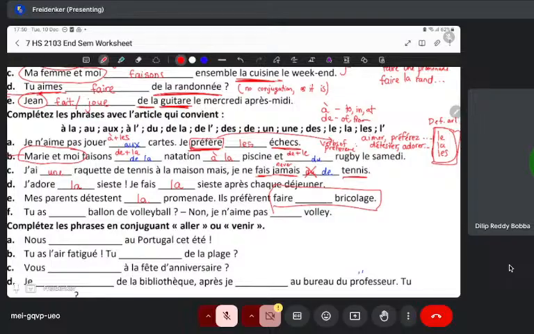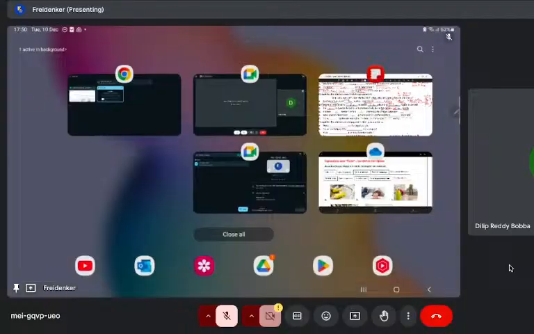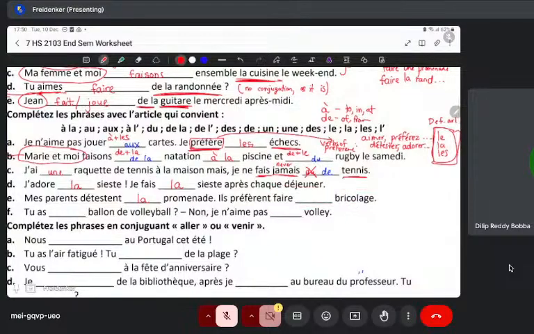Now new question. Faire dash bricolage. I've seen this somewhere in the worksheet. Is it there somewhere? It's not there. So I think it's not a fixed expression. So faire will take de. Bricolage, let me check the gender. I think it's masculine. Bricolage is like DIY, do it yourself. Why is it not showing me the gender? Okay, let me write a sentence. I do DIY. Okay, yes.